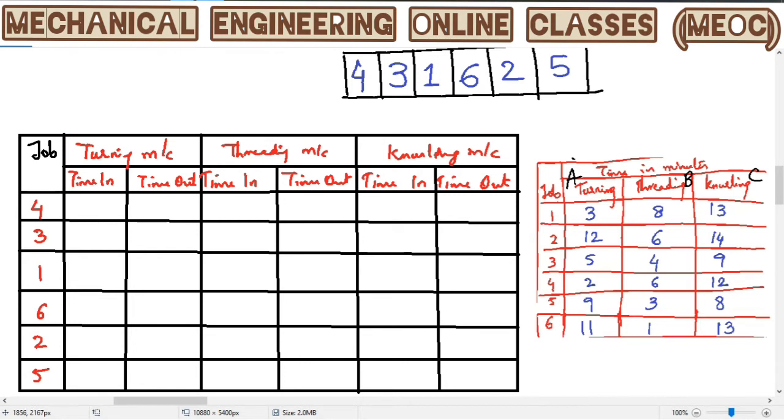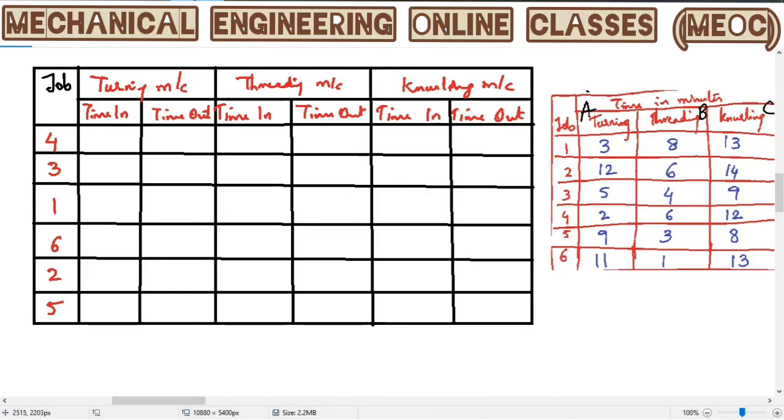Now the fourth job is the first one that is going to the first machine. So job 4 will take 2 minutes on the turning machine. So if we start counting our time from 0, it will go at 0 minute to the turning machine, and after 2 minutes it is done. Now the fourth job is out from the turning machine, and since we are not considering the time for job shifting from machine to machine, we are assuming that from the second minute it is available on the threading machine.